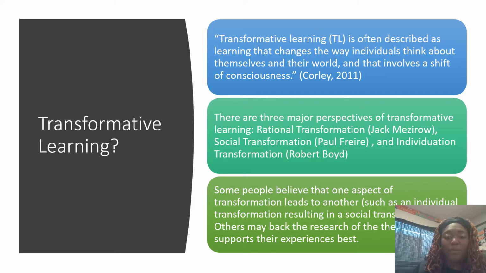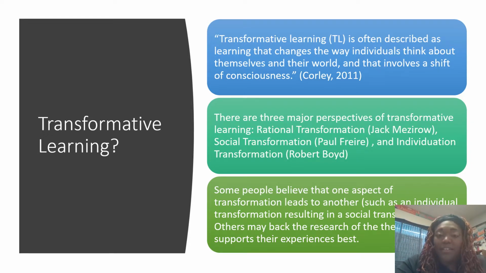The three people there, Jack Mezirow, Paulo Freire, and Robert Boyd, are three of the main people who have these different versions of transformational learning. The rational transformation deals with a disorienting dilemma taking place, something major happening in your life, and you coming to terms with this new sort of thinking based on critical thinking and different conversations, putting your past thoughts and perceptions behind in order for you to take on this new way of thinking.